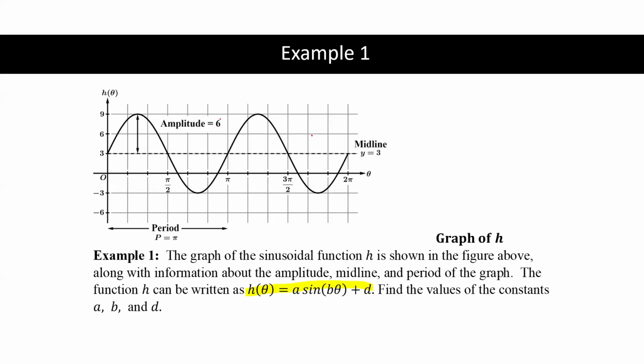And that's coming from our graph. So we see that our amplitude is 6. The reason why our amplitude is 6 is because the distance from our midline to our max is 6, correct? You with me? All right.